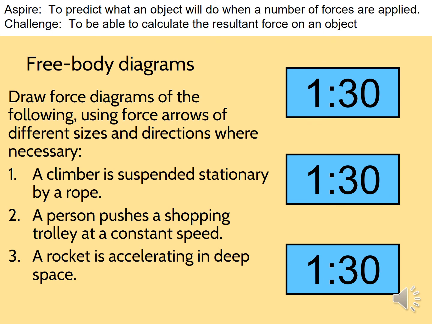Okay, so we're going to have some practice now in drawing free body diagrams. We're going to draw diagrams of the following, points 1, 2 and 3. We're going to use force arrows of different sizes and directions when necessary. Now what I would like you to do is to put each of the small questions that are down there, just in case your diagrams like mine are shortly going to be unrecognizable really, as I'm not good at sketching.